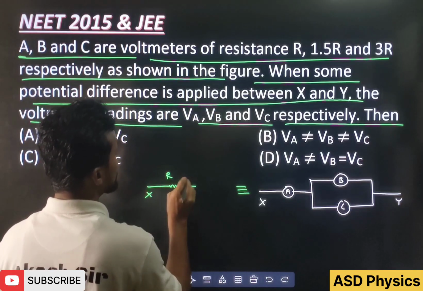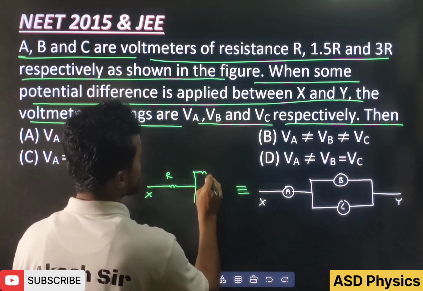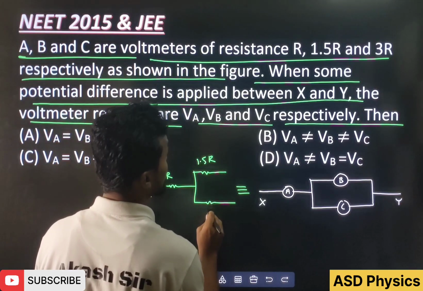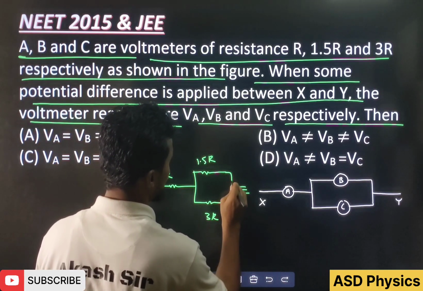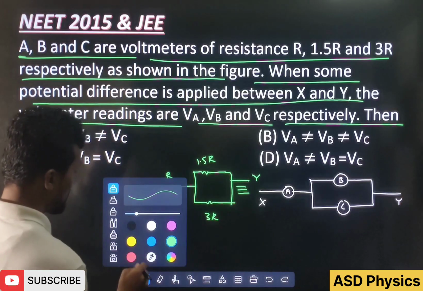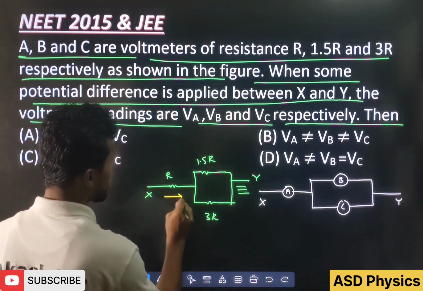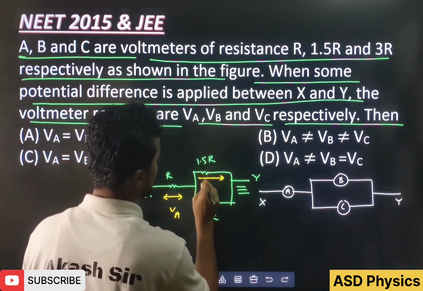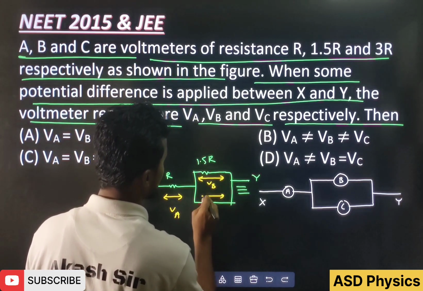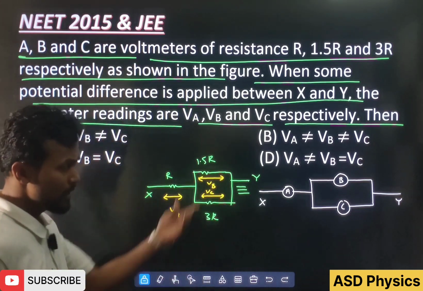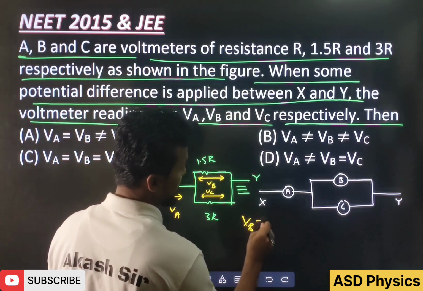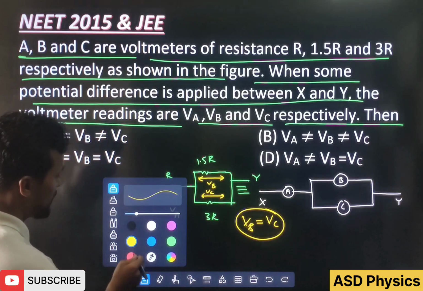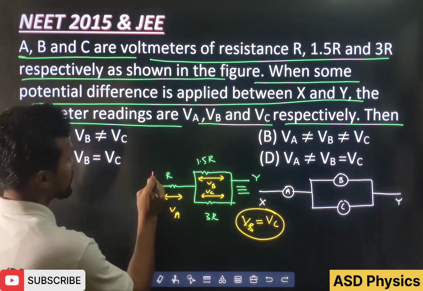First one is R. Next one, B means 1.5 R, C means 3 R. Like this, and then Y. Now let's take, this is going to measure VA, this is going to be VB and this is going to be VC. You know very well, B and C are connected in parallel, that means anyhow VB is going to come VC, definitely, because they are connected in parallel. So now let's take current I flowing here.